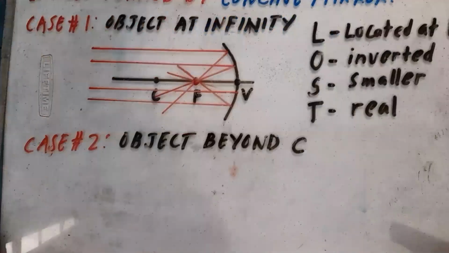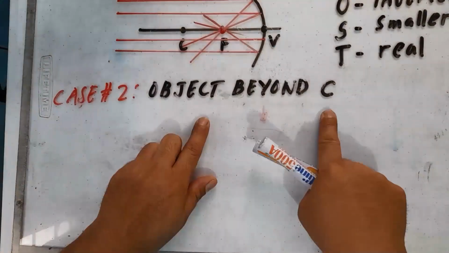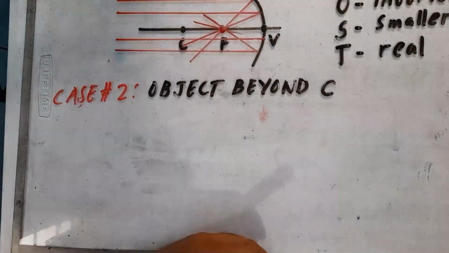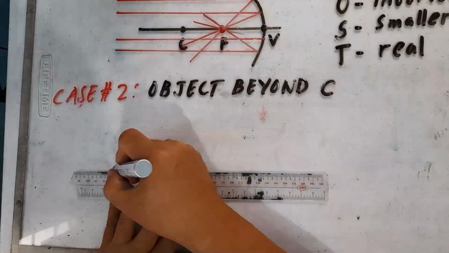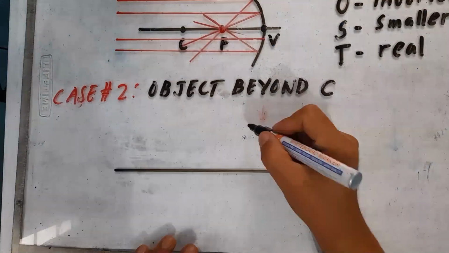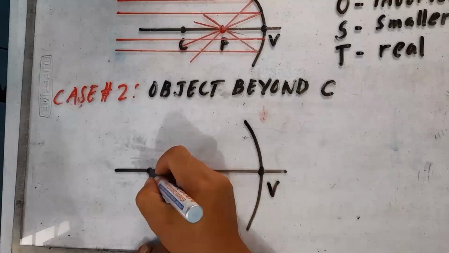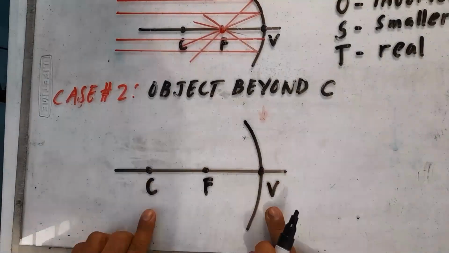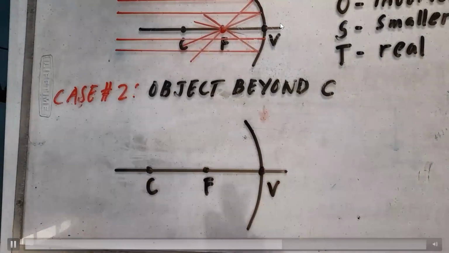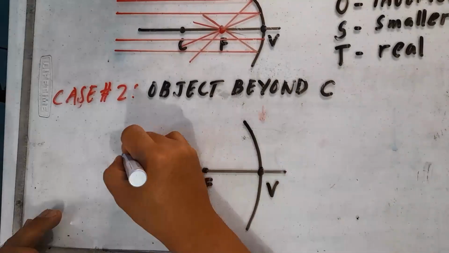Okay, let us now proceed to case number 2. This time, the object is beyond C, which means it is behind the center of the curvature. So let us first draw the principal axis. Draw the mirror, locate the vertex, the center, and the focus again, which is directly at the middle of the vertex and the center. According to case number 2, the object is beyond or behind C. So let us draw our object here.